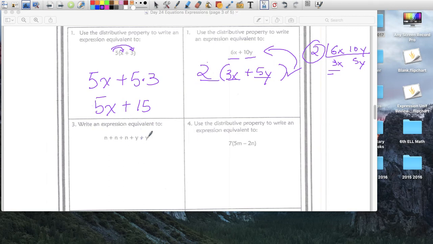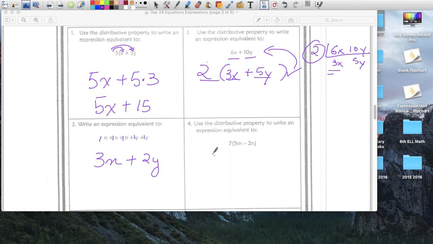Write an expression equivalent to this. So n plus n plus n would be 3n, right? How many n's do you see? 3 n's. Plus, combining like terms, right? y plus y is 2y. Remember, there's a 1 in front here. So 1n plus 1n plus 1n is 3n. 1y, just 1y again. There's a 1 there. 1y plus 1y is 2y.